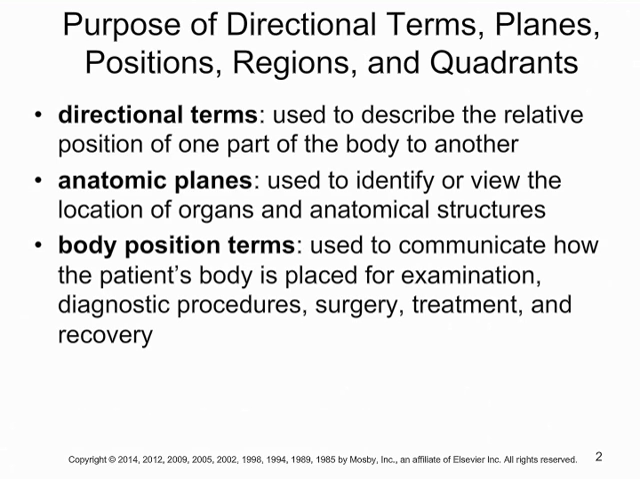Directional terms are really used whenever you are trying to relate one part of the body to another. Maybe it's one organ in relation to another organ, or a structure in relation to another structure, then you're going to use a directional term. An anatomic plane is used to identify or look at certain organs or anatomical structures. Oftentimes when you would go in for some kind of diagnostic imaging, they will take a picture in a certain anatomic plane. And the last is body position terms. Again, this would be if a doctor was communicating to a nurse on how he wanted the patient to be situated for a certain procedure or surgery.